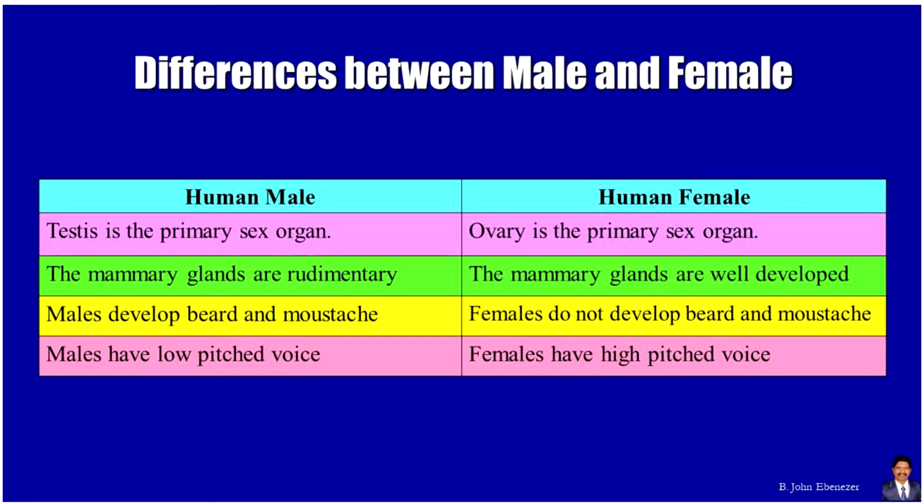Differences between male and female. In males, the testis is a primary sex organ. In females, the ovary is a primary sex organ. In males, the mammary glands are rudimentary. In females, the mammary glands are well developed. Males develop beard and mustache. Females do not develop beard and mustache. Males have a low-pitched voice. Females have a high-pitched voice.